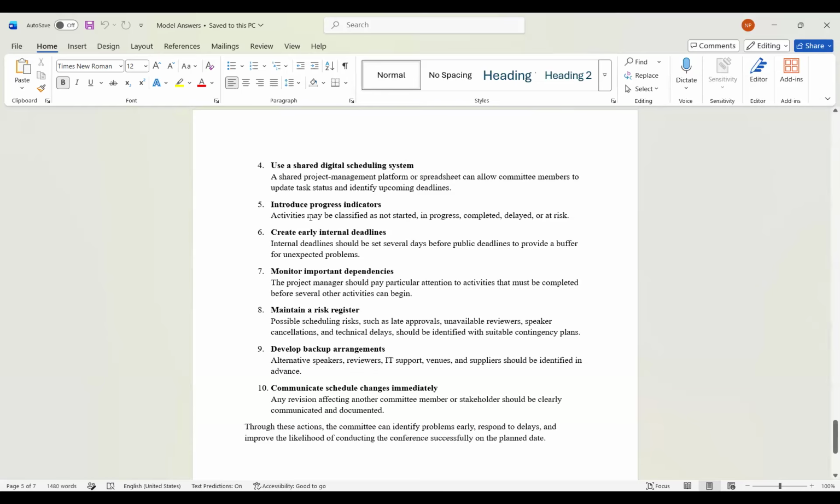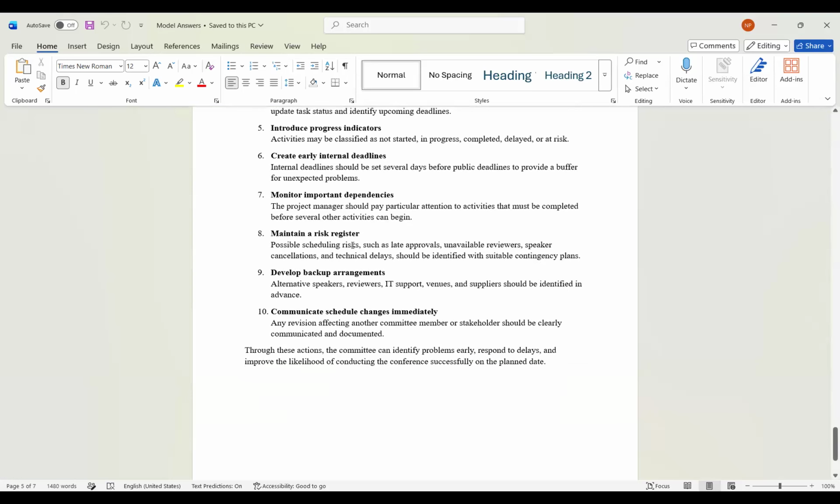They can create early internal deadlines to buffer against any unexpected problems. They can monitor important dependencies. A project manager should pay particular attention to activities that have to be completed before other activities. They have to maintain the risk register, right, to identify any possible scheduling risks like late approvals, unavailable reviewers, and speaker cancellations. Then you have to develop backup arrangements, like alternative speakers, reviewers, IT support, and venues.